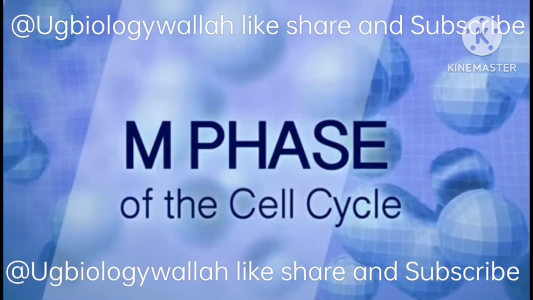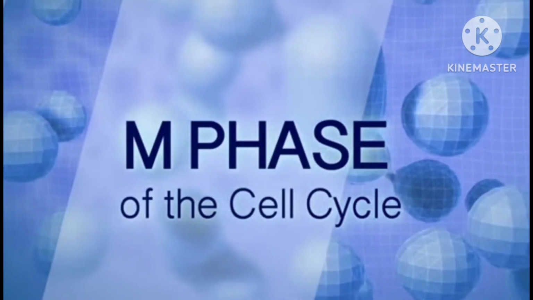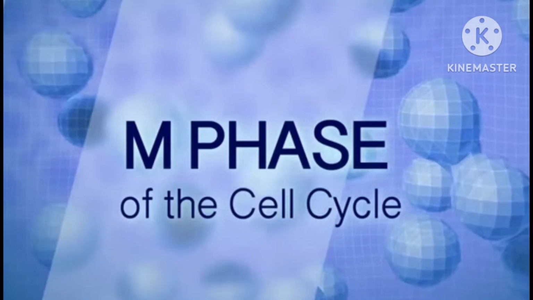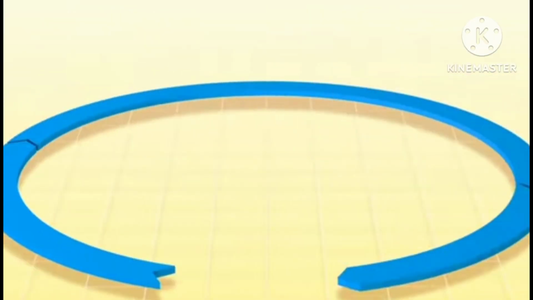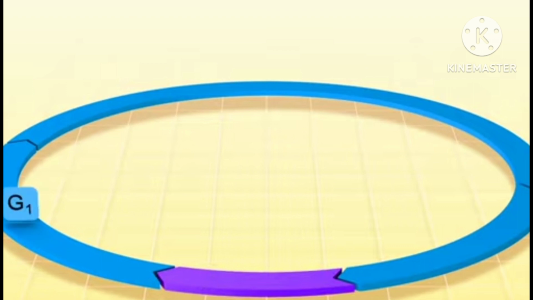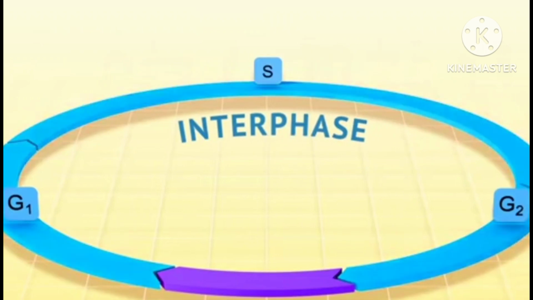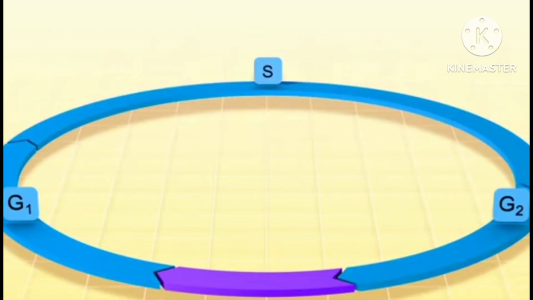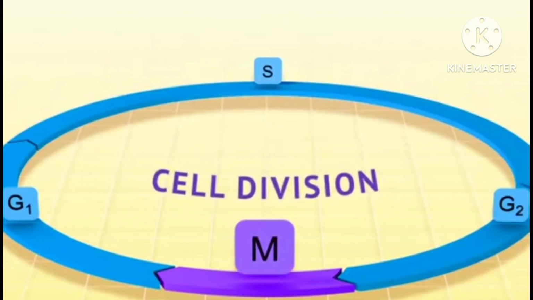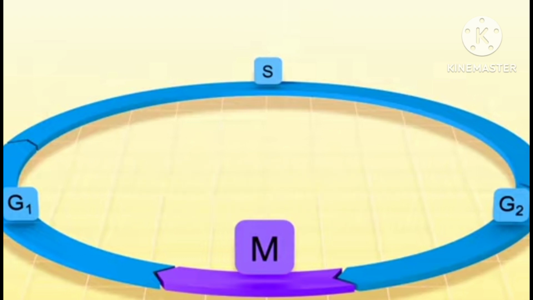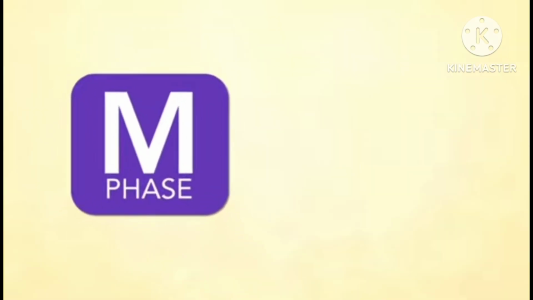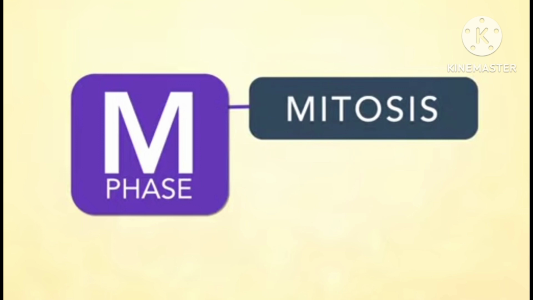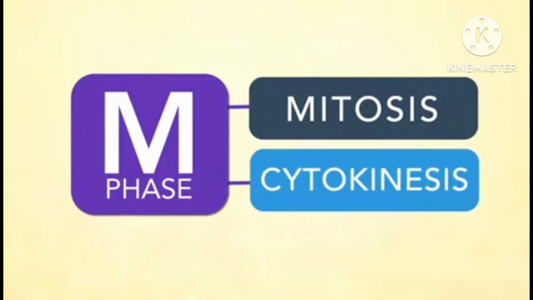the M phase of the cell cycle, including mitosis and cytokinesis. Let's do a quick review of the cell cycle to see where they fit in. The G1, S, and G2 phases make up interphase, and the M phase represents cell division. Cell division includes division of the nucleus, called mitosis, and division of the cytoplasm, called cytokinesis.